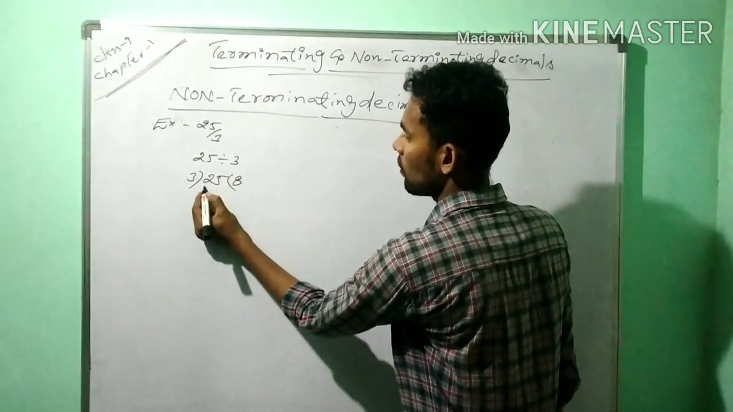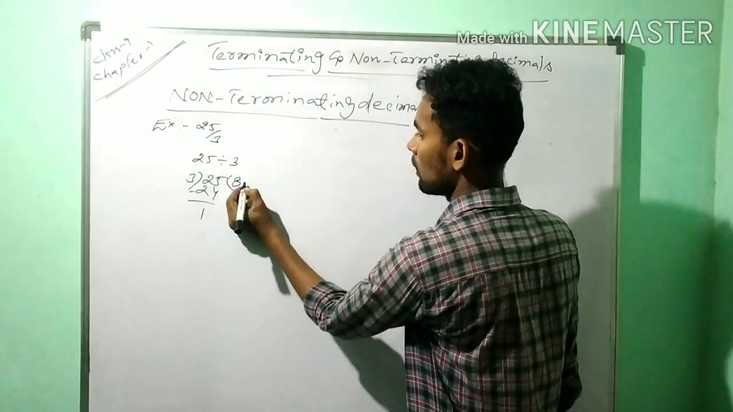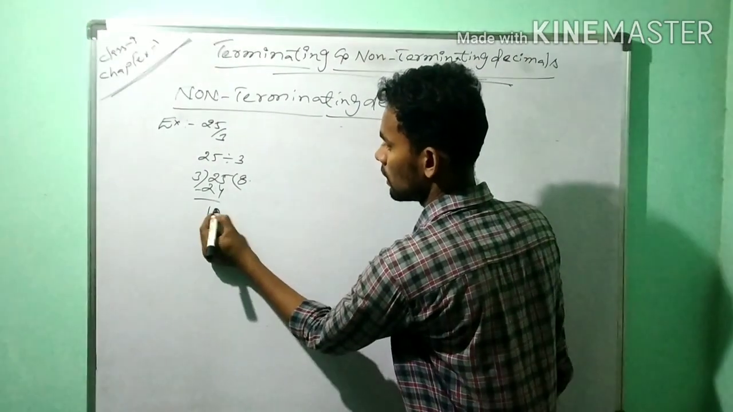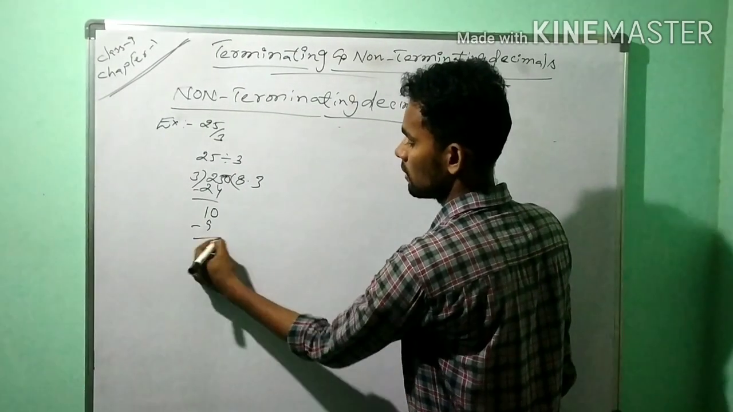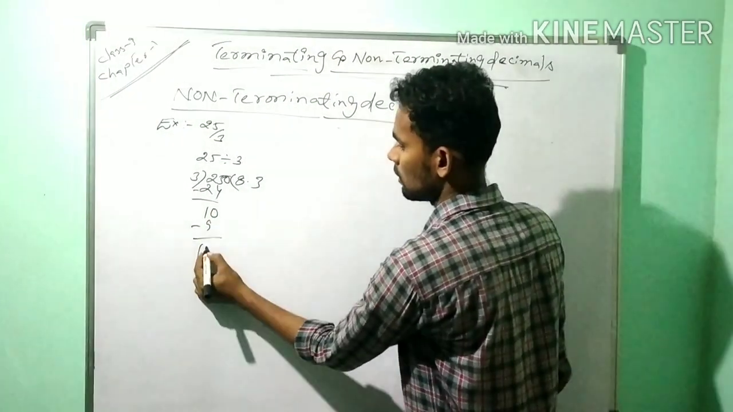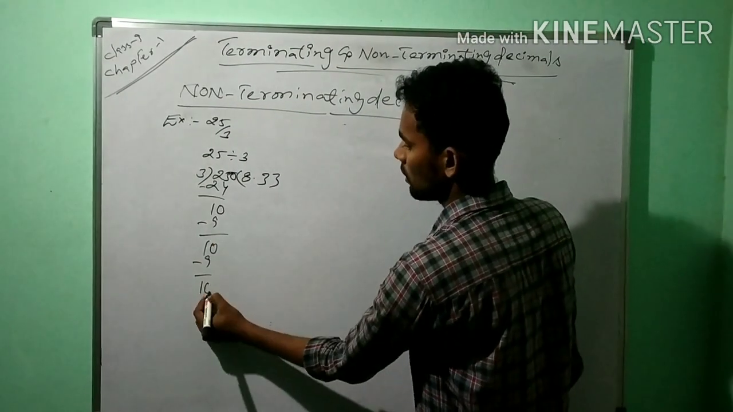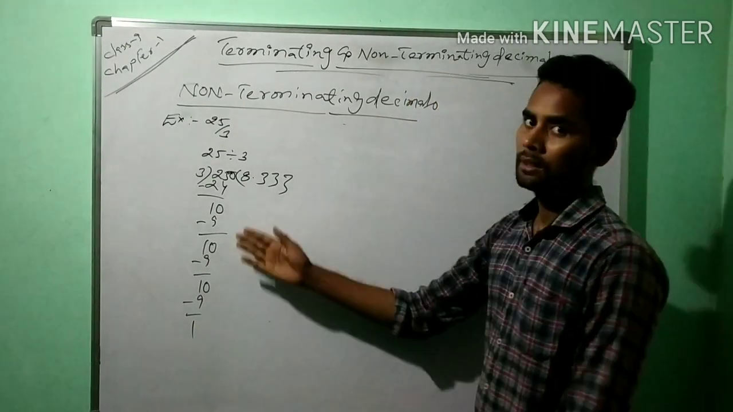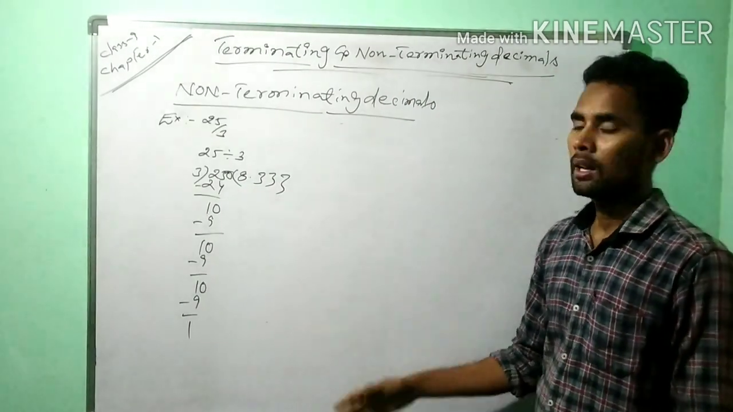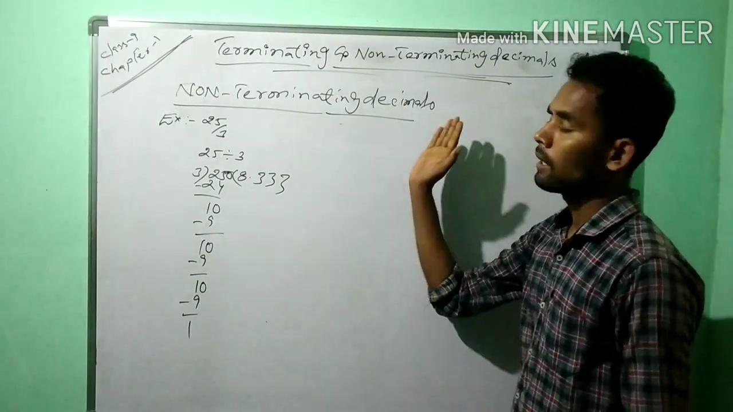3 eights are 24, remainder 1. Take the decimal point and 0. 3 threes are 9, 10. 3 threes are 9, minus from 10, remainder 1. In this, the remainder keeps repeating after some steps. This is a non-terminating decimal.